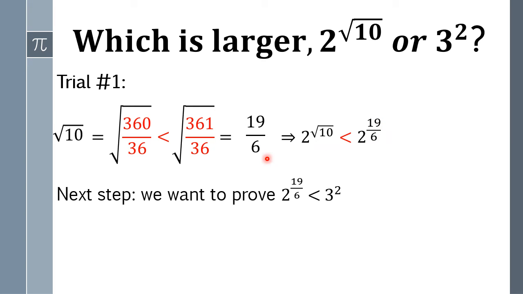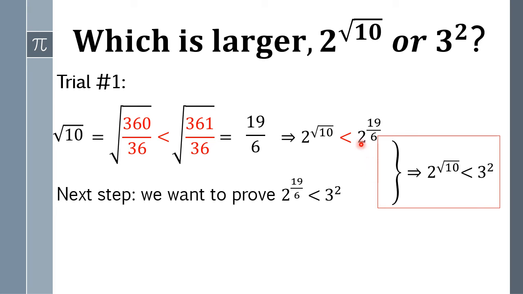Next step, we want to prove that 2 to the power of 19 over 6 is smaller than 3 squared, because these expressions combined together can lead to 2 to the power of square root of 10 is less than 3 squared. However, we don't know if the second inequality is true or not. So we need to put a question mark here.